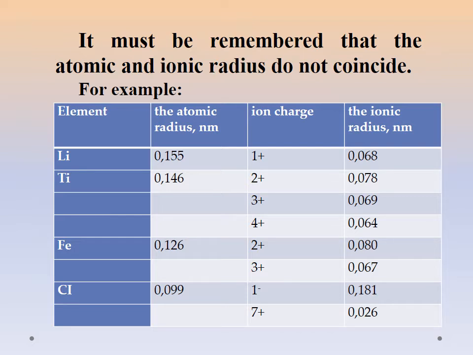Look at this table. For example, the element titanium. The atomic radius is 0.146, and for the ion with charge 2 plus, the ionic radius is 0.078. You can see the difference between the atomic radius and the ionic radius. Ionic radii obey the following laws.